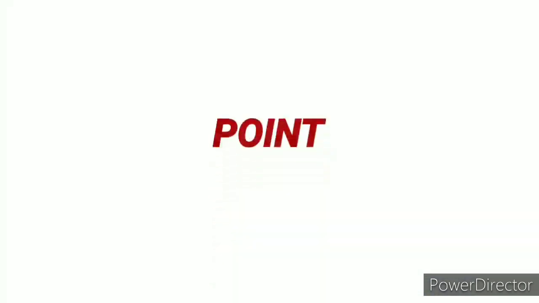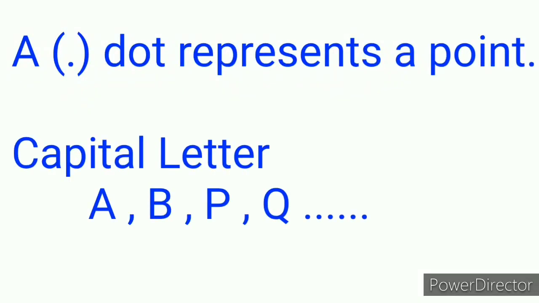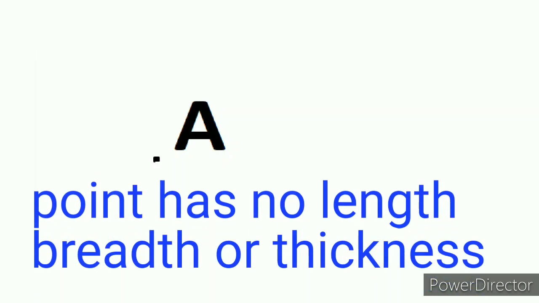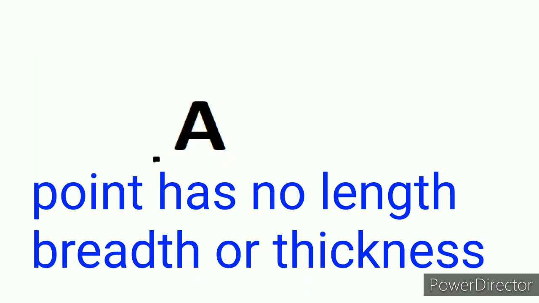Let's start with point. A dot represents a point. We name a point by a capital letter: A, B, P, Q, etc. Mark a dot with the help of a fine pencil on a piece of paper. Name it A. We say that A is a point. A point shows a definite position. A point has no length, breadth or thickness.